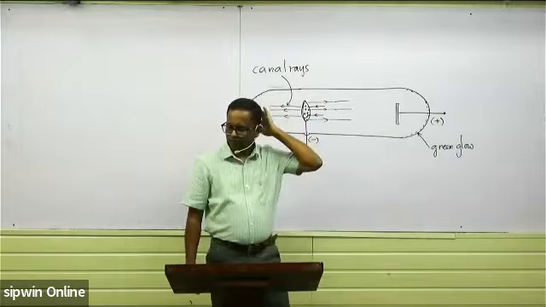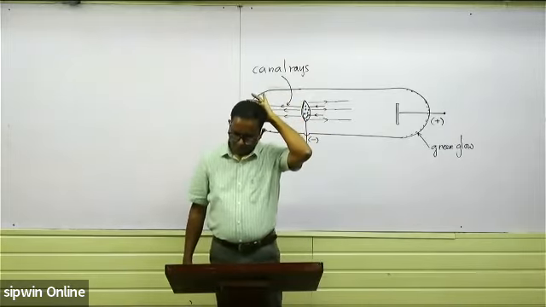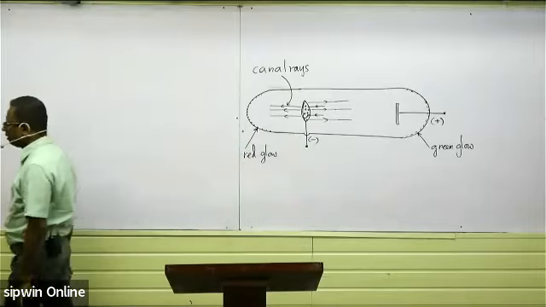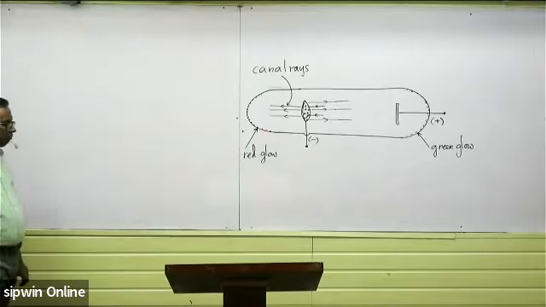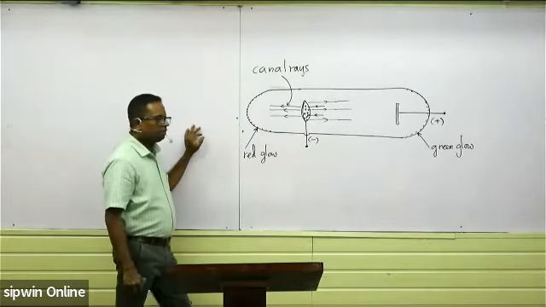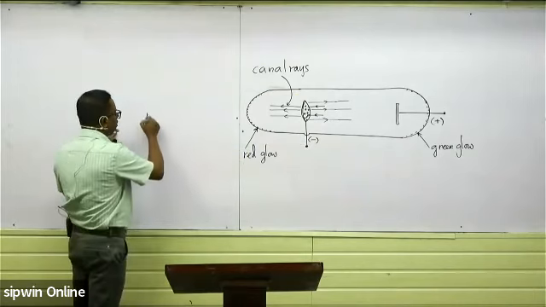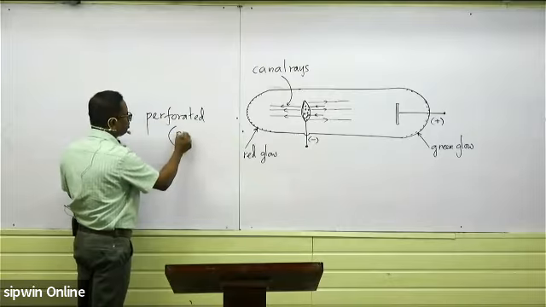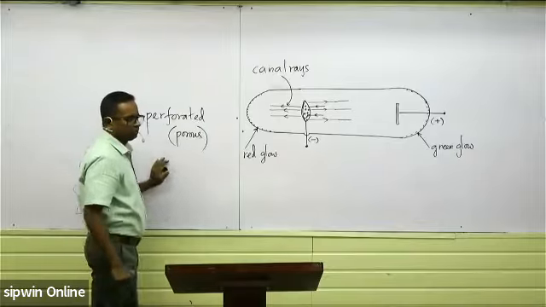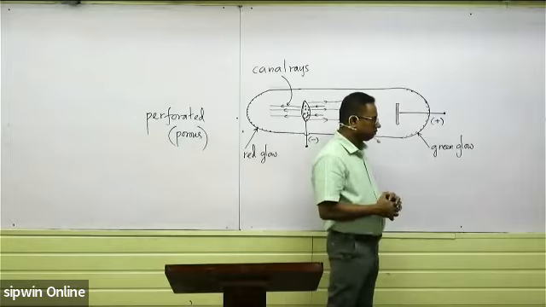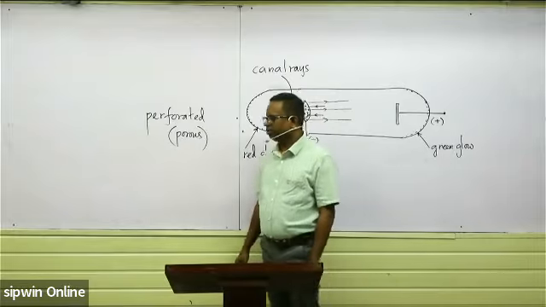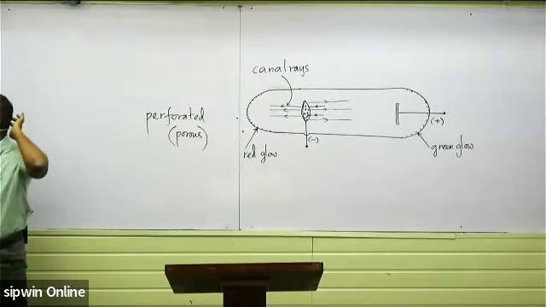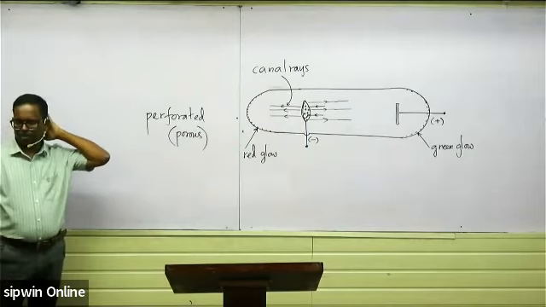Production of the positive rays. Goldstein used a perforated cathode, in brackets porous cathode, inside the cathode ray tube, and prepared the cathode rays.